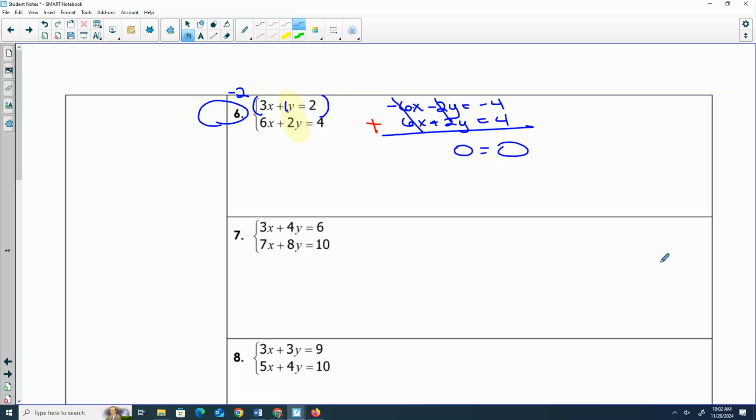What does it mean if all my x's cancel but I'm left with a true statement? It means infinite. Everything works. So if you had like 0 equals 3, that's not true, so that's no solution. When I have 0 equals 0, that is true. So that means there are infinite solutions.